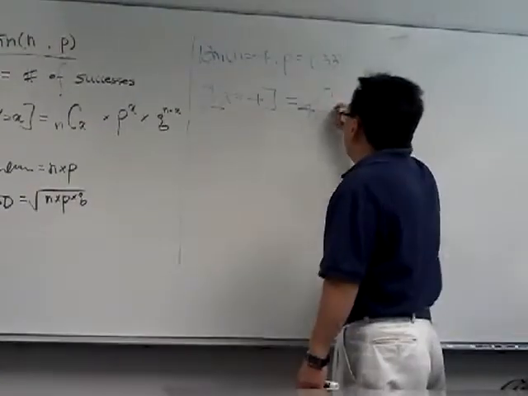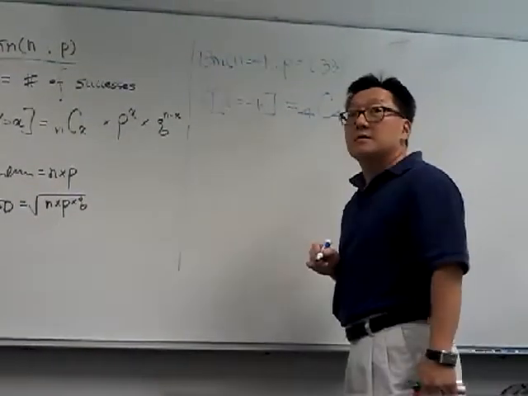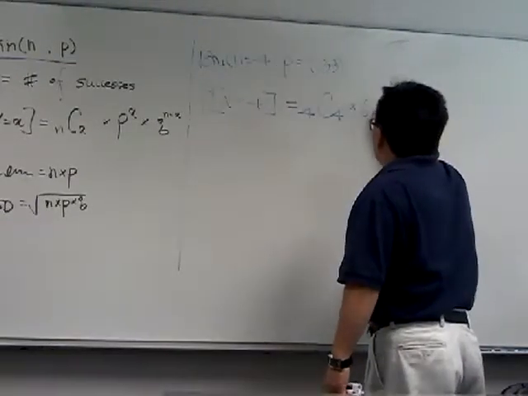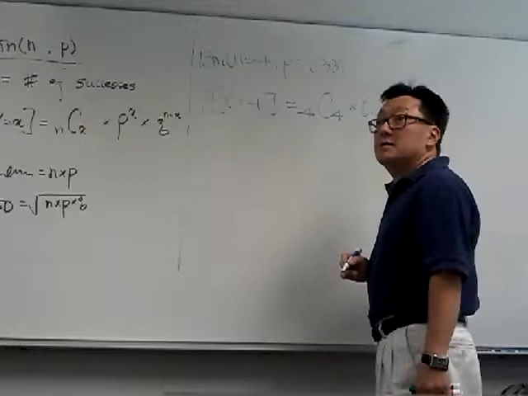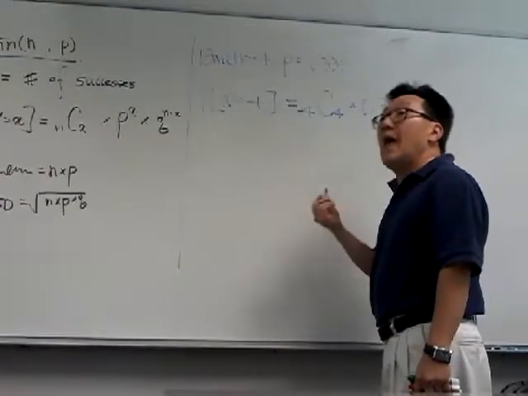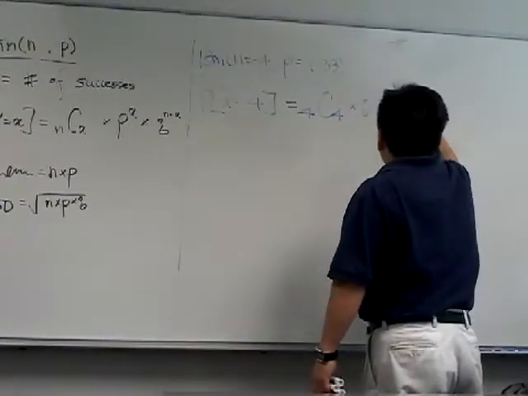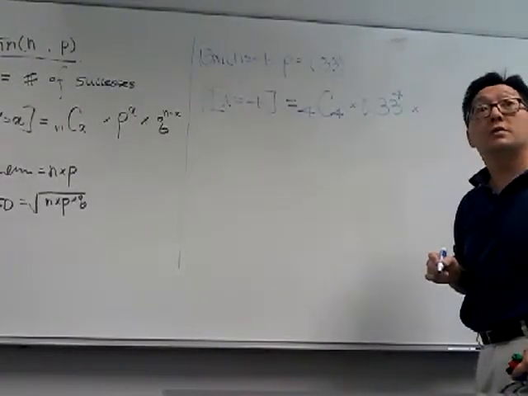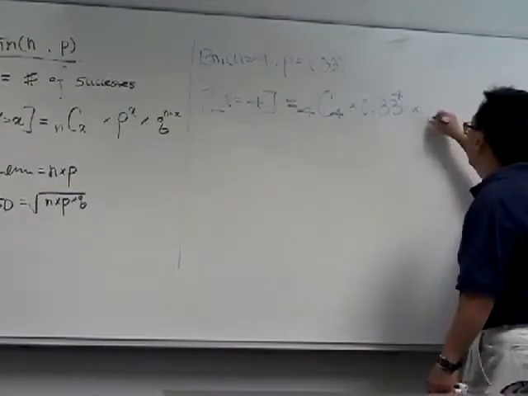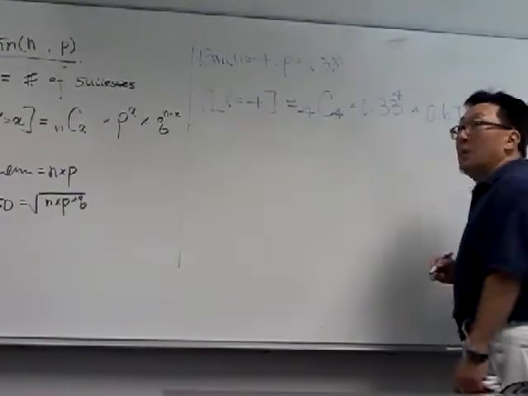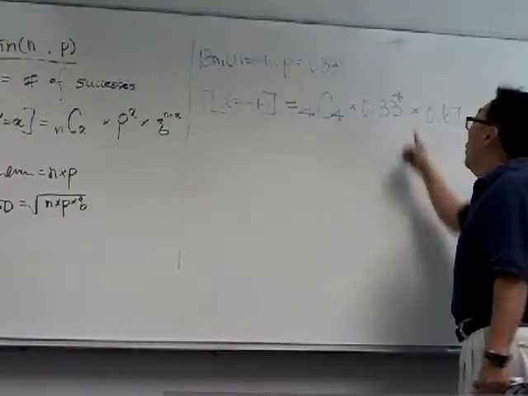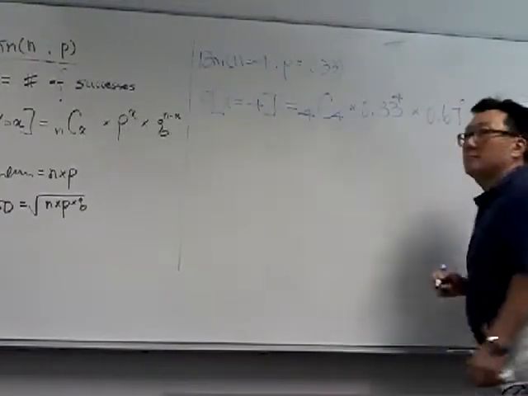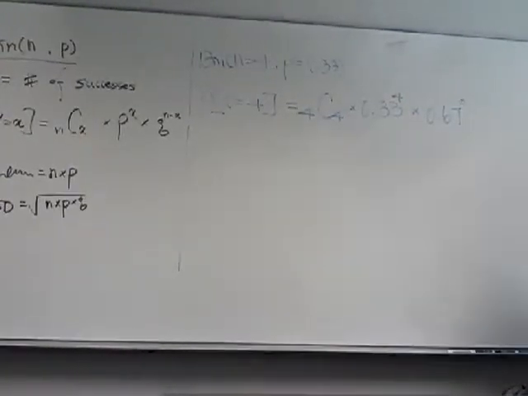4 x 4, probability of success and power x 4. How much will be the Q? 0.67. And how many failures? 4. All successes, no failures, right? Good.